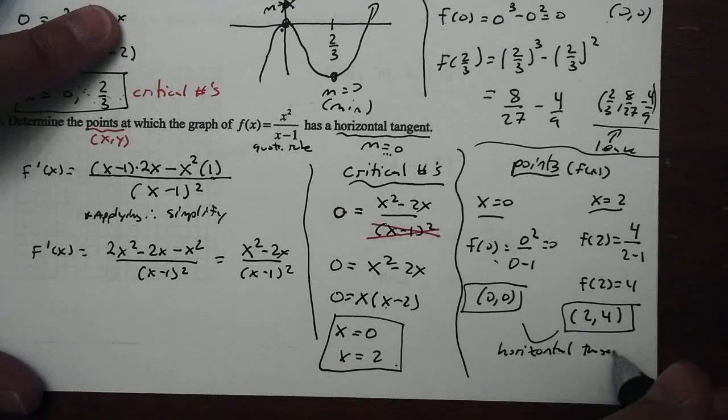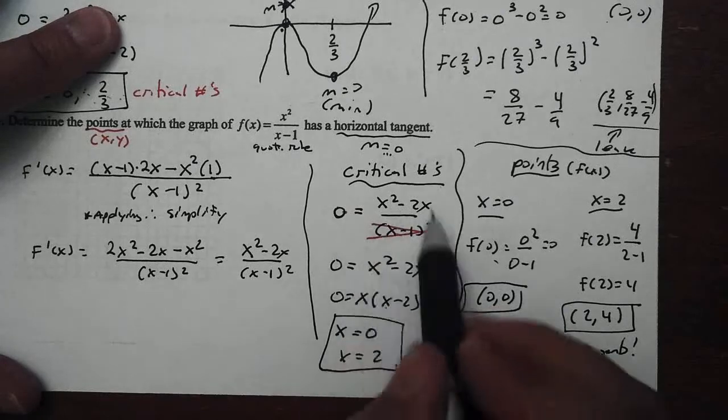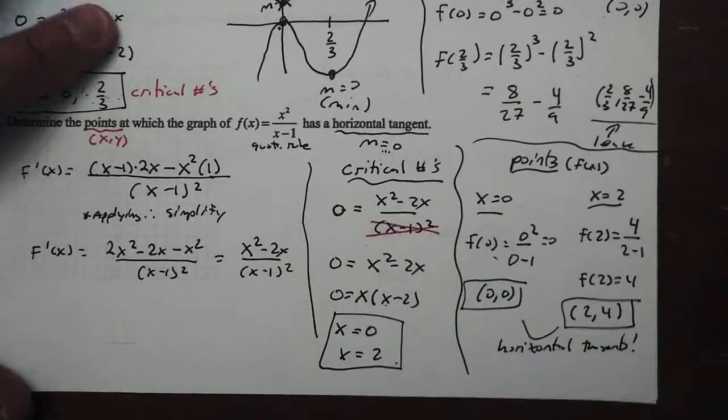Now later on, we're going to find vertical tangents. And that's basically looking for where the denominator is 0. We'll talk about that later on, though. That's the secret for us right now.